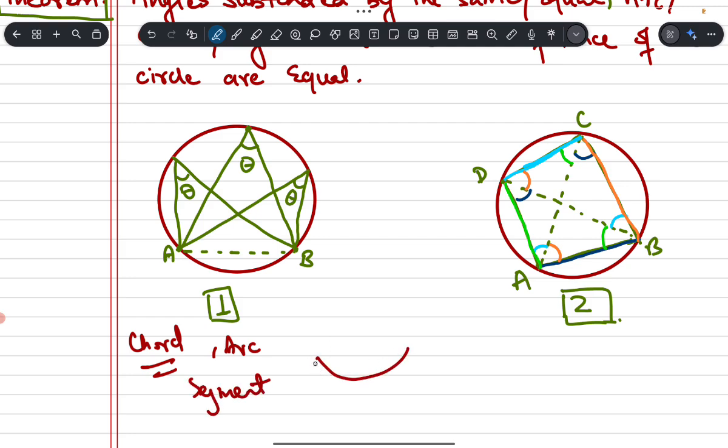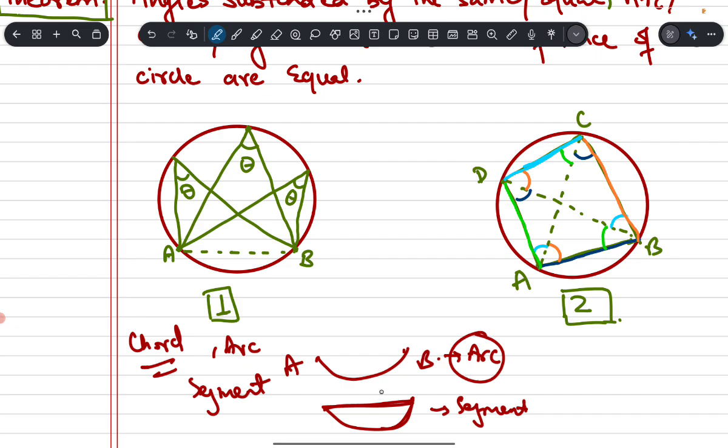This thing you see here, this is the arc, and this whole thing, this is the segment. This is the smaller one. You must be able to observe that we have a bigger one as well. You call that the major segment, and the smaller one the minor segment. And the same goes for arcs as well.